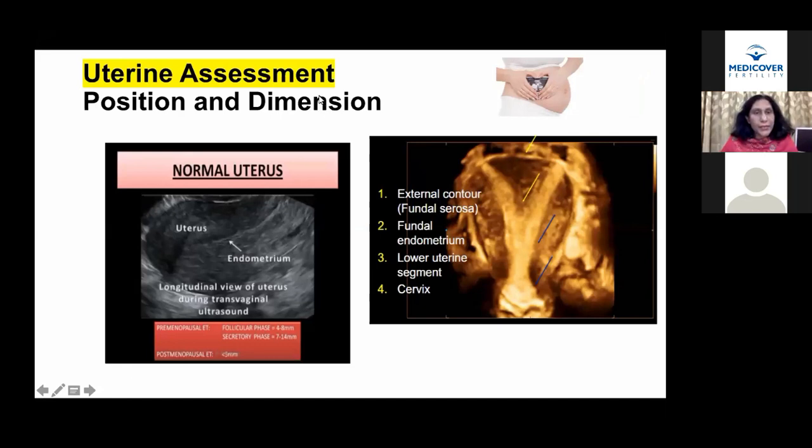So we start with the uterus, which is here. What we see is a normal uterus, and this inner lining is endometrium, which varies with the time of the cycle. If it is a follicular phase, just after the periods, it will be thin. As it progresses during the cycle and goes to the secretory phase, it can be from 7 to 14 millimeters. In postmenopausal, when the periods have stopped, it gets very thin again. The second image is of a 3D picture.